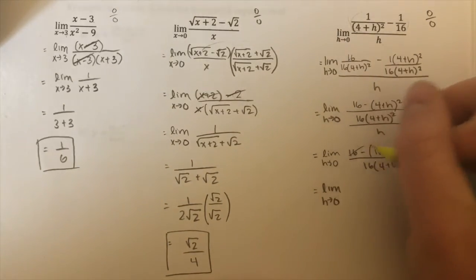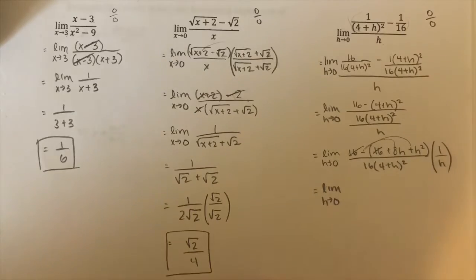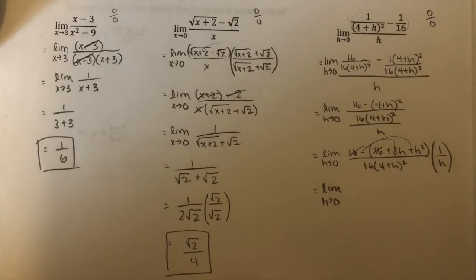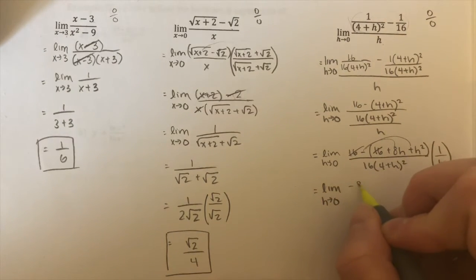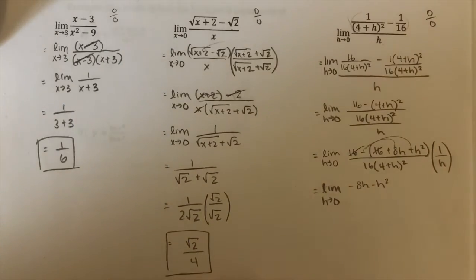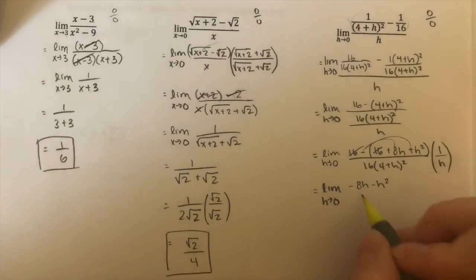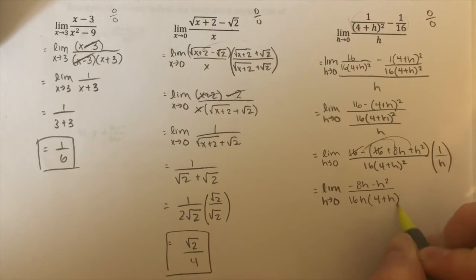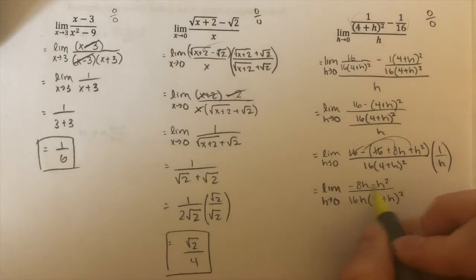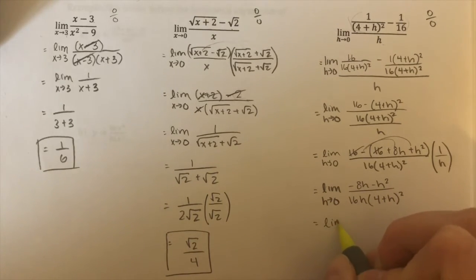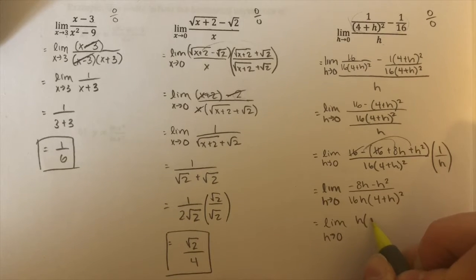So 16 minus 16, these guys cancel. Remember that that negative still applies though. Okay, so you've got negative 8h and negative h squared, and then you've got 16 times h times (4 plus h) squared on the bottom. Notice how I can factor an h out here. So it can be h, and then I'm left with negative 8 and then minus h.